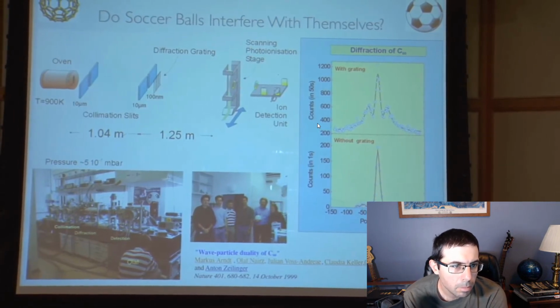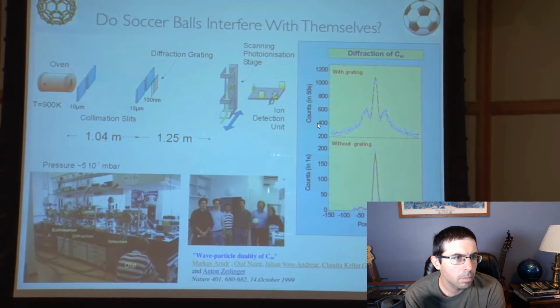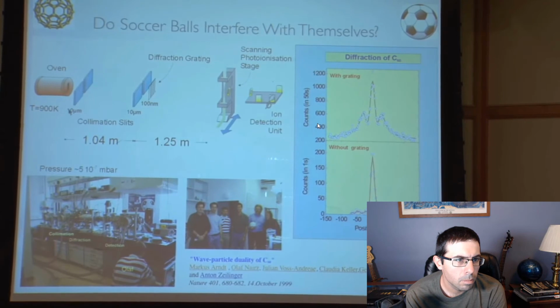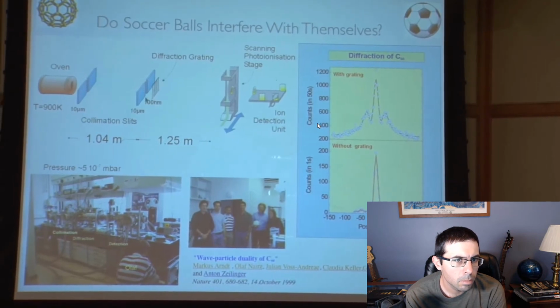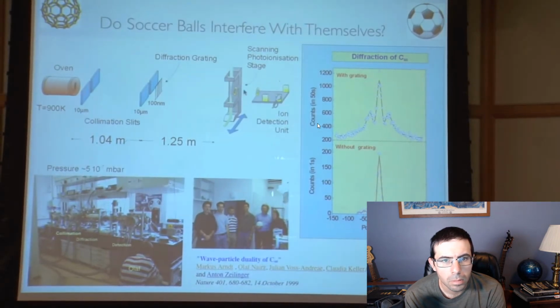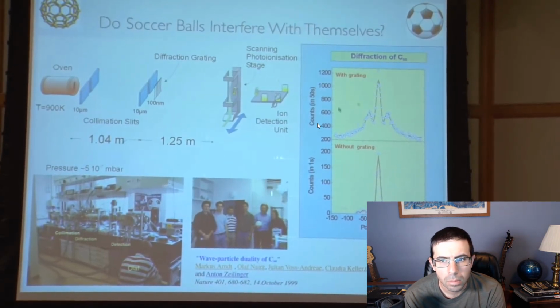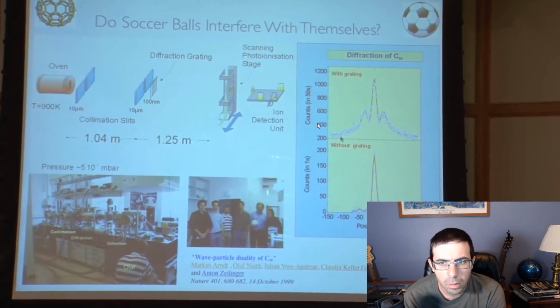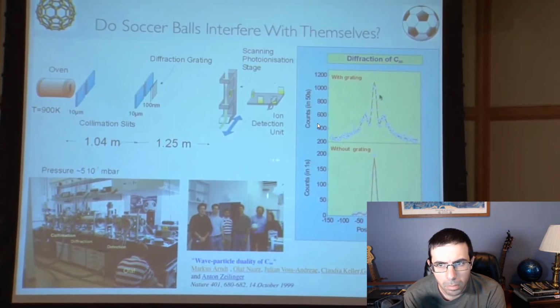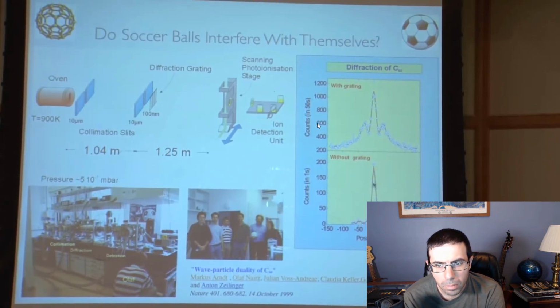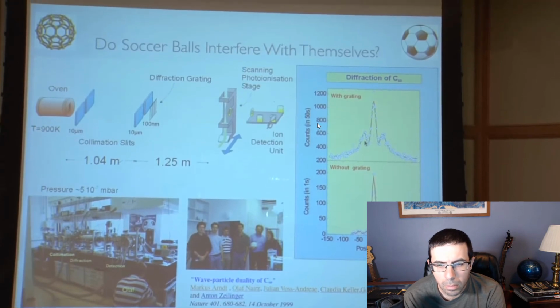So here's an oven. We're going to cook up some buckyballs and emit them with some definite known thermal energy, known to some accuracy. We're going to collimate them by sending them through a single slit, and then send them through a diffraction grating, which again is just a whole bunch of slits. Then we're going to image them using photoionization and see where they pop through. So here is the horizontal position along the grating, and this is the number that come through. This is literally one by one counts, because they're going bing, bing, bing as the C60 molecule goes through. So without the grating, you just get a peak, but with the grating, you get these side bands.